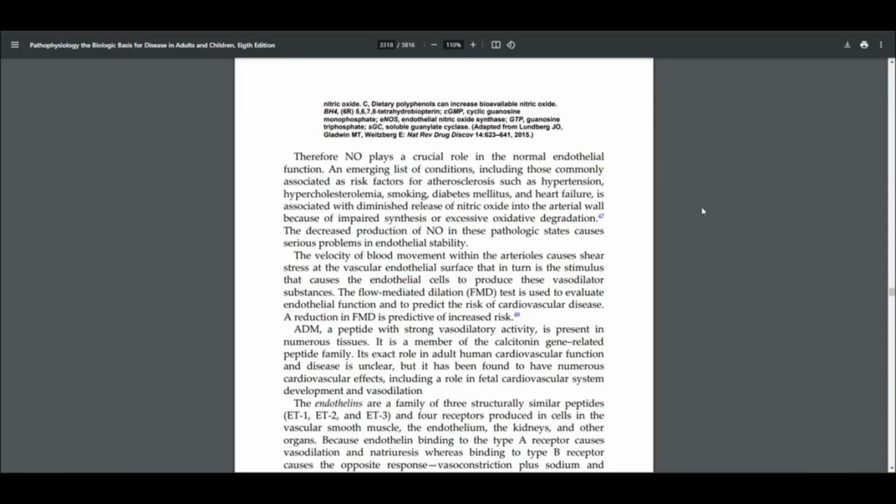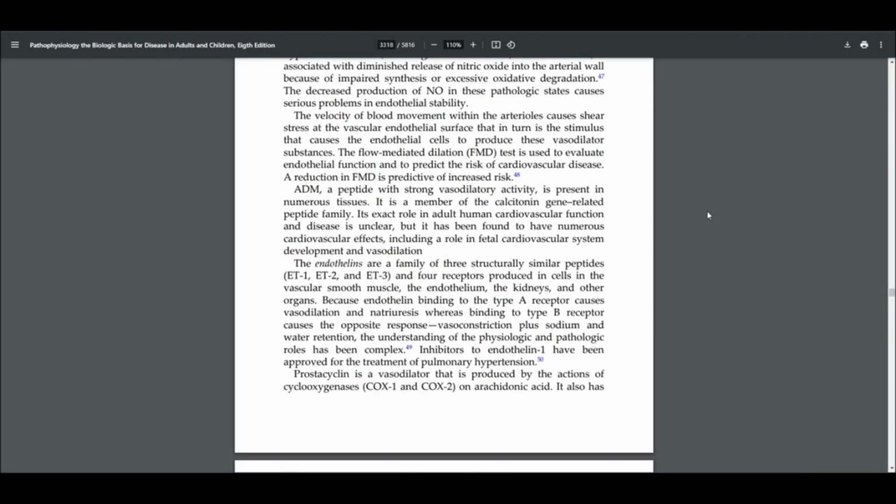The velocity of blood movement within the arterioles causes shear stress at the vascular endothelial surface. That in turn is the stimulus that causes the endothelial cells to produce these vasodilator substances. The flow-mediated dilation test, or FMD, is used to evaluate endothelial function and to predict the risk of cardiovascular disease. A reduction in flow-mediated dilation is predictive of increased risk.